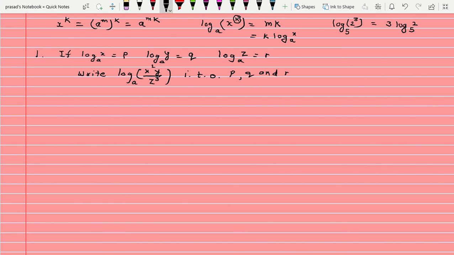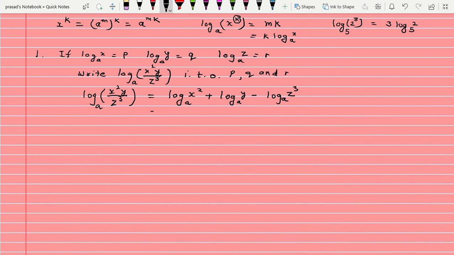So log x square y upon z cube to base a. Use the laws of logarithm. So first I can write this as log of x square to base a plus log of y to base a minus log z cube to base a.